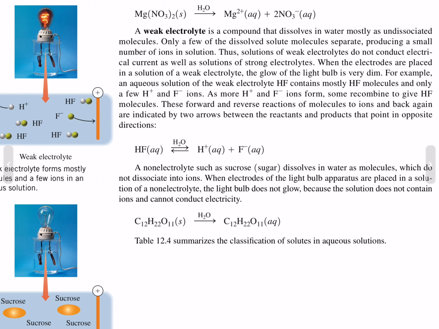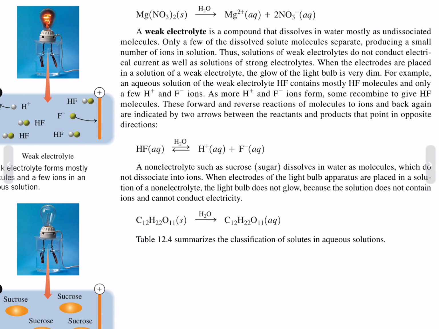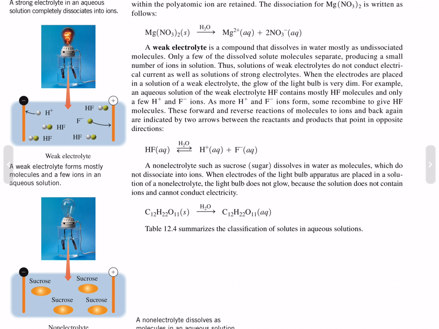A weak electrolyte is a compound that dissolves in water mostly as undissociated molecules. Only a few of the solute molecules separate, producing a small number of ions in solution. Thus, solutions of a weak electrolyte do not conduct electricity as well as the solutions of strong electrolytes. When the electrodes are placed in the solution of a weak electrolyte, the glow of the light bulb is very dim.